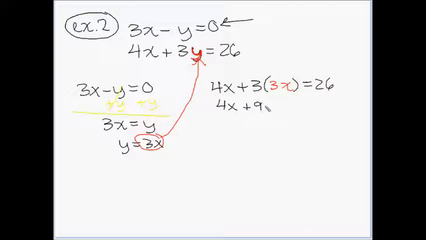3 times 3 is 9, so that's 4x plus 9x equals 26. 4x plus 9x is 13x equals 26. And you can do this mentally. Divide both sides by 13 and you get x equals 2. All right, now we're not done.